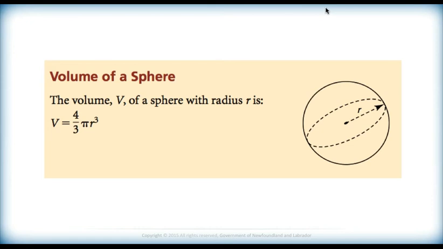Next, the volume of a sphere is represented by 4/3 pi r cubed. Keep in mind that surface area is a squared unit, while volume is a cubed unit.